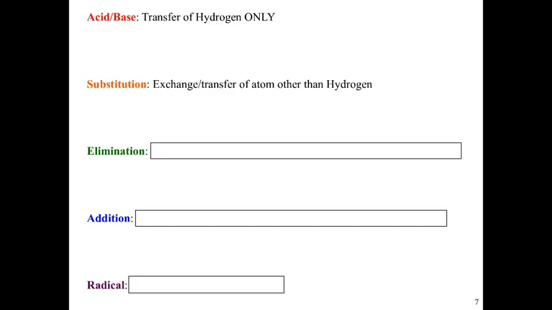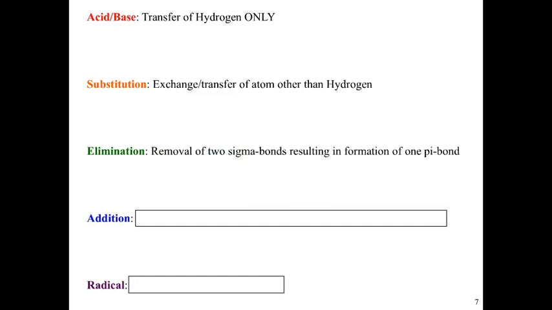Okay? What is an elimination? Breaking a bond, and gaining a double or triple bond. So in an elimination, we have to eliminate something from the structure. We have to break it away. In that process, it's actually going to be the breaking of 2 sigma bonds, resulting in the formation of 1 pi bond. That's a big thing to distinguish.